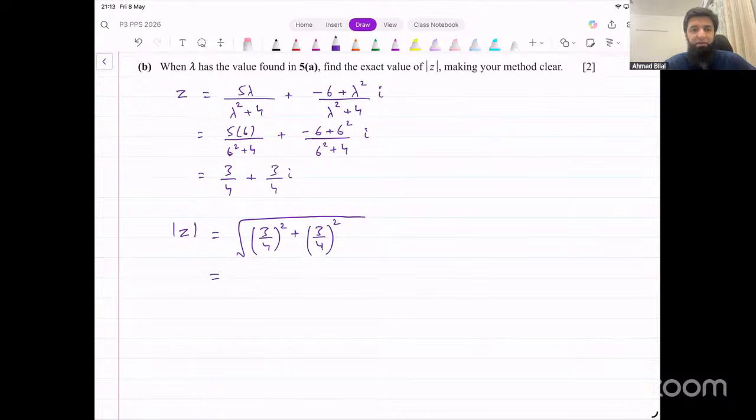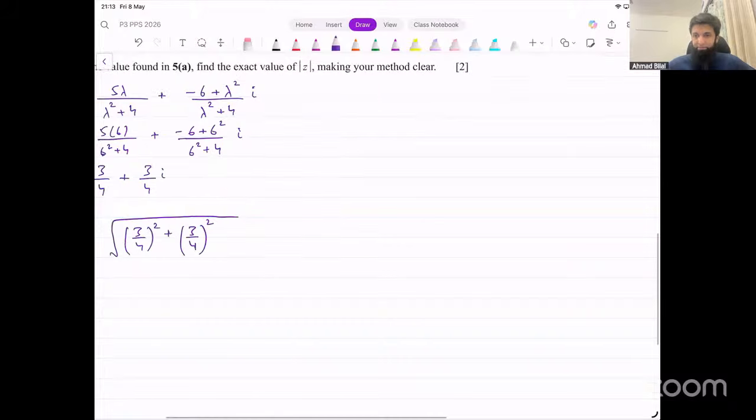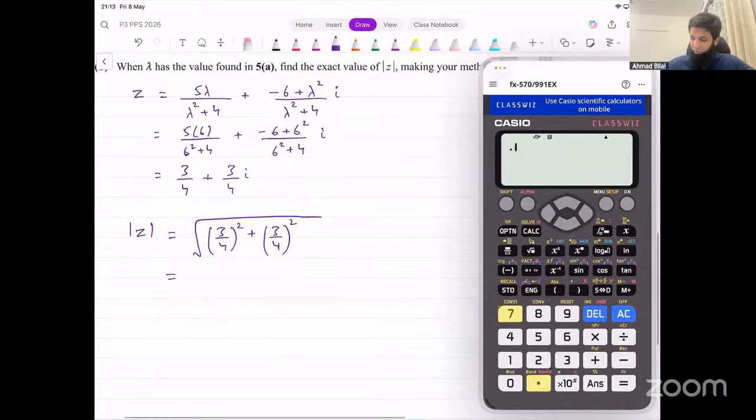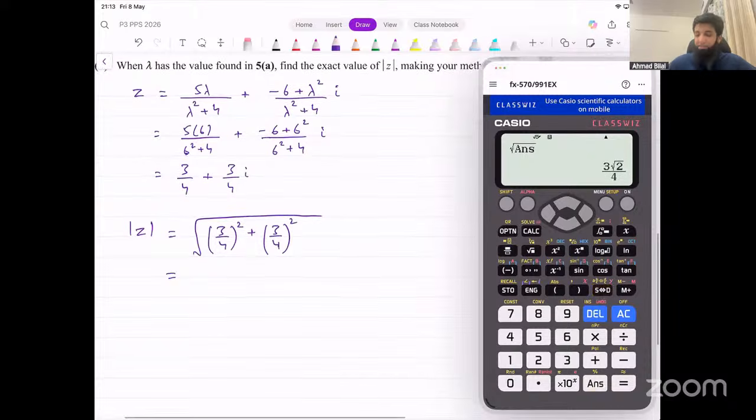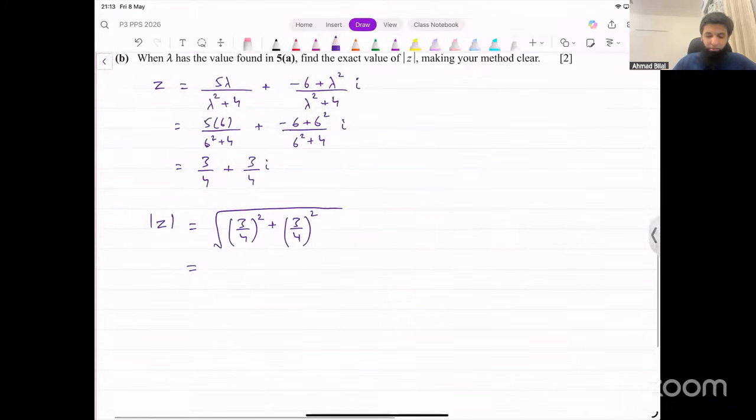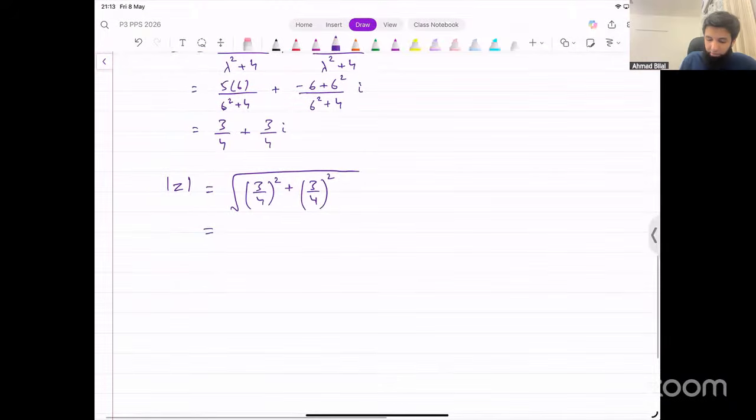What's the value for the modulus that you're getting? What's the modulus value? Has anyone done this? 0.75 squared plus 0.75 squared. Square root of this, and that is, do they want an exact answer? Yes. Achha, since they want an exact answer, we actually should show further working as well.